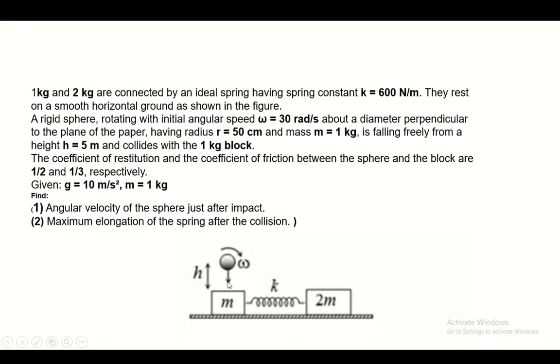So this is a sphere which is falling from some height and it's colliding with this block. The coefficient of restitution is given, the coefficient of friction is given between the sphere and the block, and gravity and mass are given. There are two parts: angular velocity of the sphere just after the impact, and maximum elongation of the spring after the collision. Let's see how to solve this.